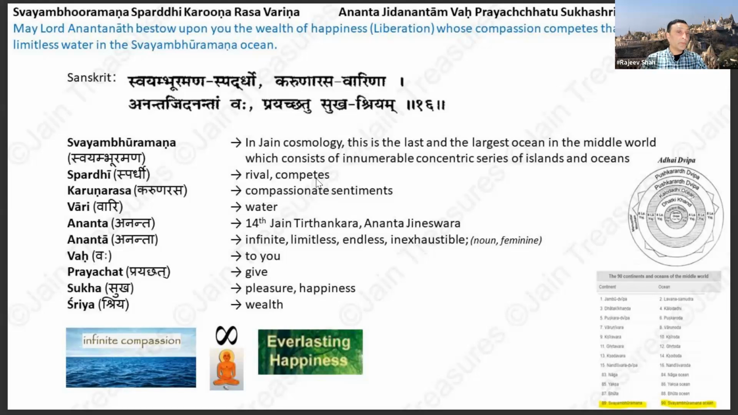Spardhi means rival or compete. Karuna ras, compassionate sentiments. Karuna means compassion, and ras, sentiments, emotions. Vari means water. Varsad, Vari. Anant. So again, there are 2 words. Anant means the 14th Tirthankar, Anant Jineshwar Bhagwan, and Ananta means infinite, limitless. So that's again the actual sense, infinite. Vaha means to you.